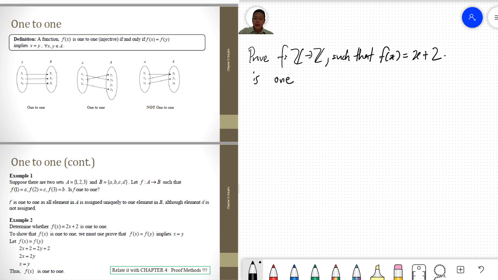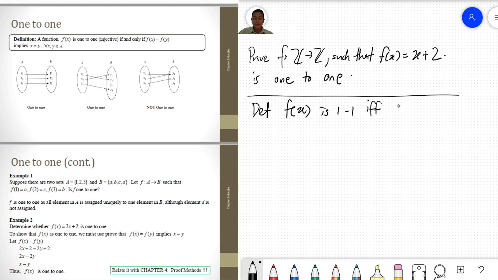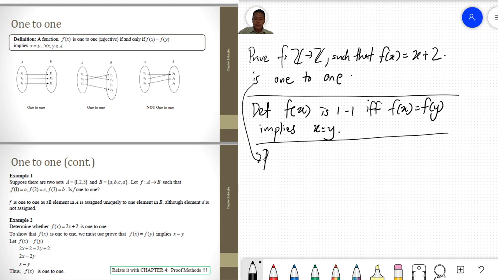And to prove a one-to-one function, you must go back to the basic definition of one-to-one. Based on the definition, f is one-to-one if and only if f(x) equals f(y) implies that x equals y. Let's try to prove this question first by using this definition. For this question, the proof starts now.